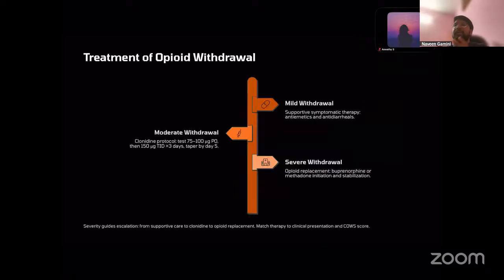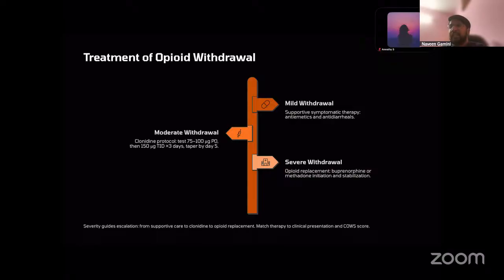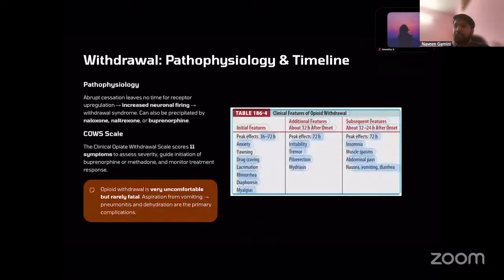Now, how do we treat this withdrawal? If the patient is having only mild symptoms, we can give supportive symptomatic therapy like antiemetics or antidiarrheals. If the patient is having moderate withdrawal, then we use clonidine. And if the patient is having severe withdrawal, then we need to use opioid replacements like buprenorphine or methadone. The COWS score helps guide the severity and the treatment, and whether we are getting the proper treatment response.